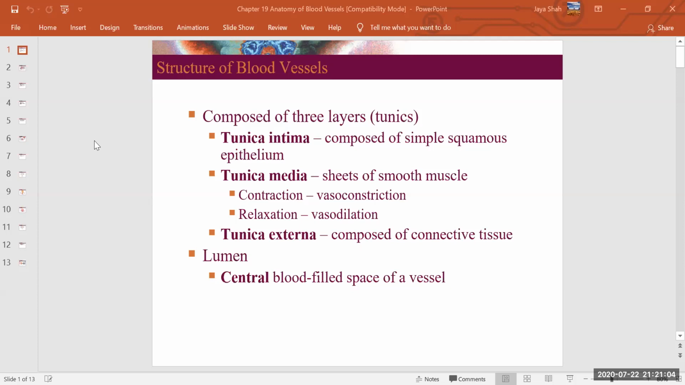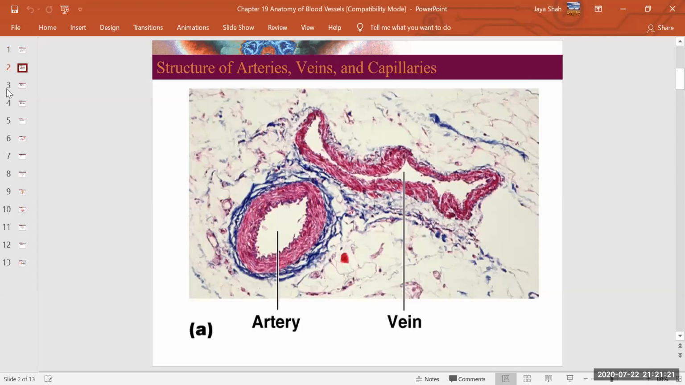But here, I'm going to talk only about the histology of blood vessels. So blood vessels are composed of three layers. These are called tunics: tunica intima, tunica media, and tunica externa. Let's see here. This is the cut section of your blood vessels. Here it is an artery. If you see the cut section, the artery is open, but the vein is collapsed. But both of them have the same three layers.